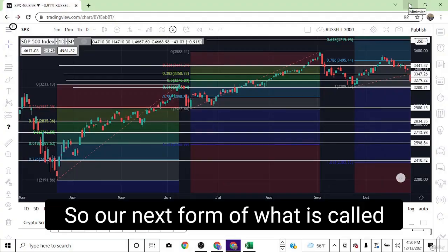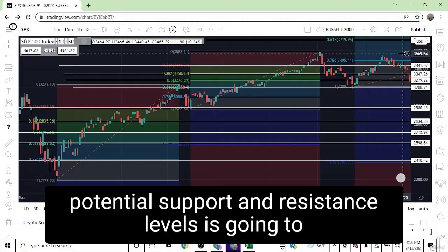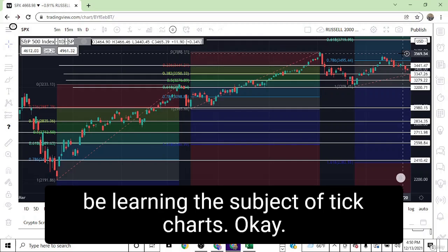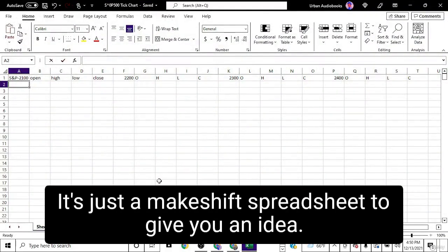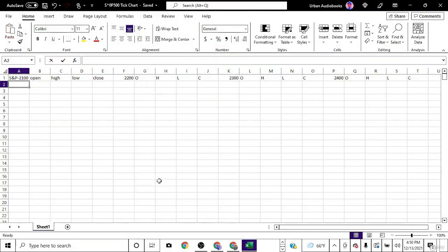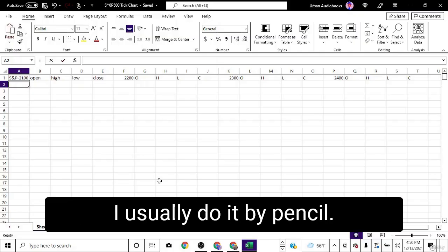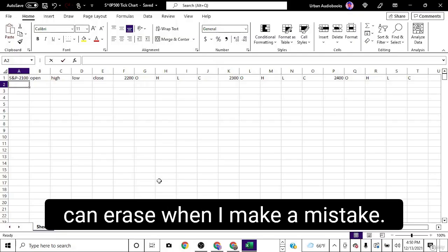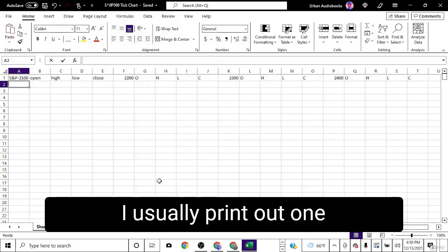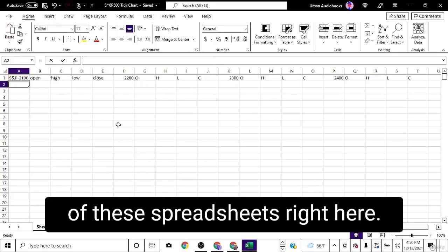Okay, so our next form of potential support and resistance levels is going to be learning the subject of tick charts. I just created this makeshift spreadsheet to give you an idea. You can do this by hand with a pencil. I usually do it by pencil. It's a lot quicker and easier, and I can erase when I make a mistake. I usually print out one of these spreadsheets.